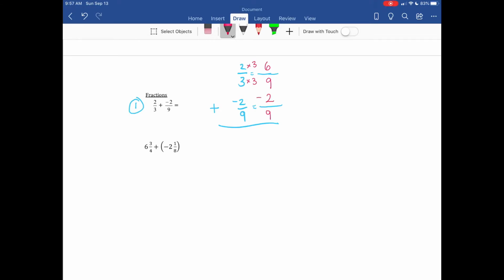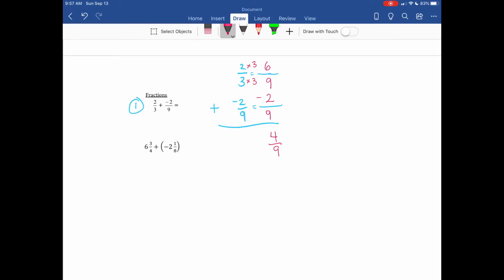That's useful. And so now we've got 6/9 minus 2/9, or I could say 6/9 plus -2/9. Either way, we're going to take the difference. And because 6 is the larger of those two numbers, we're going to keep the positive sign because 6 is positive. 6 minus 2 is 4, and I keep the bottom as 9. So this sum simplifies to 4/9.